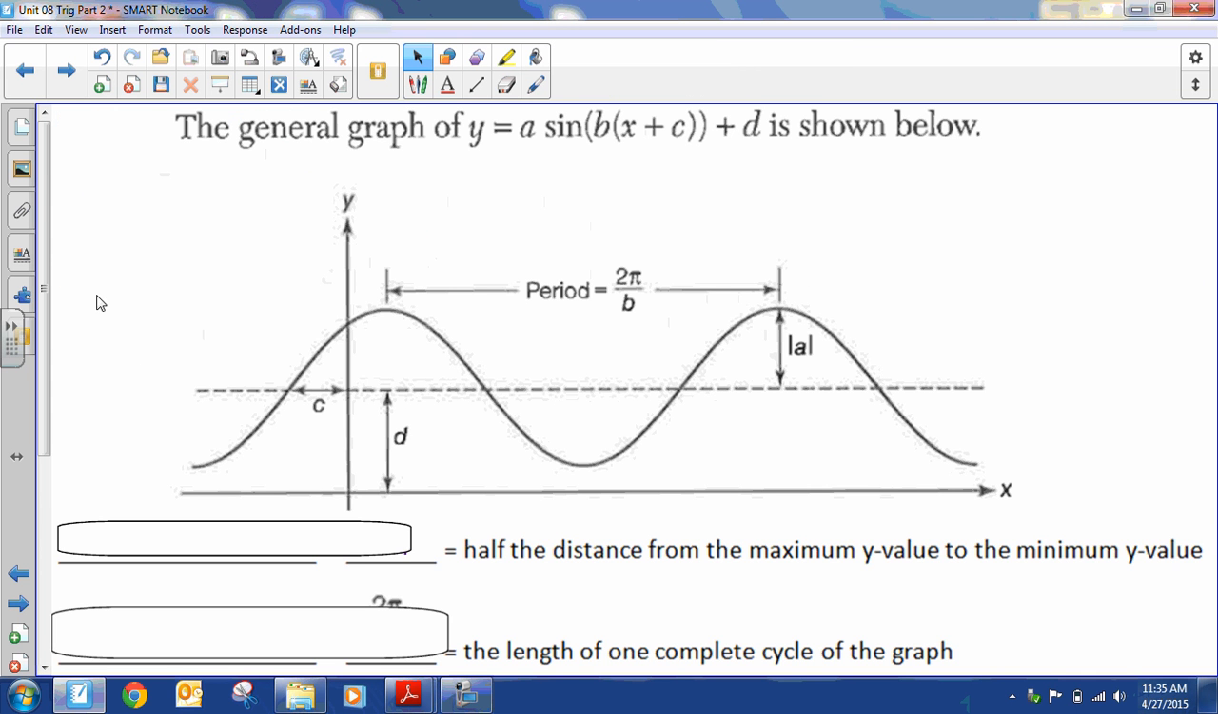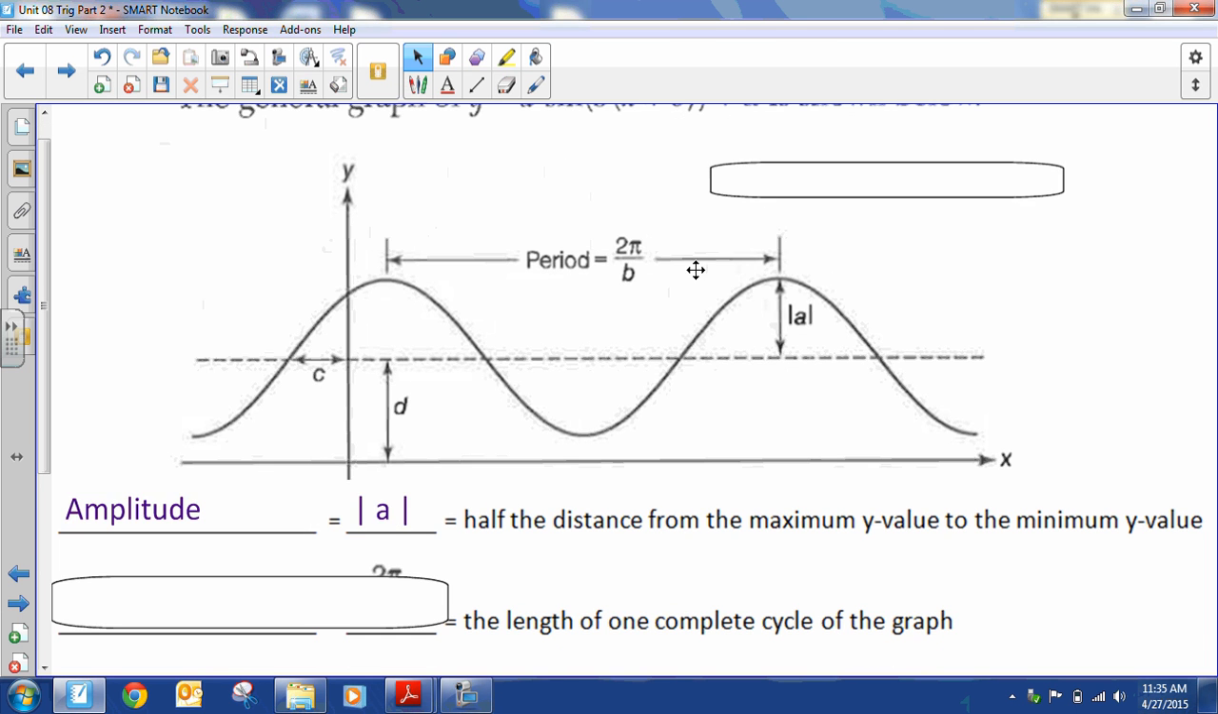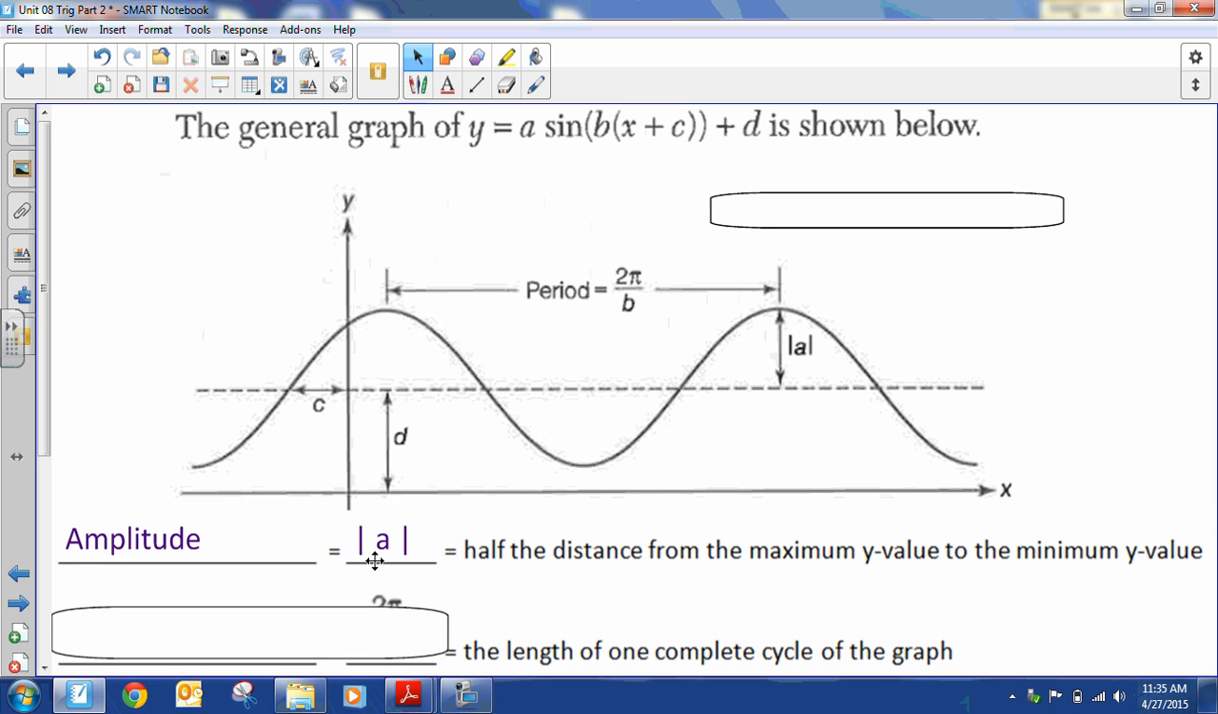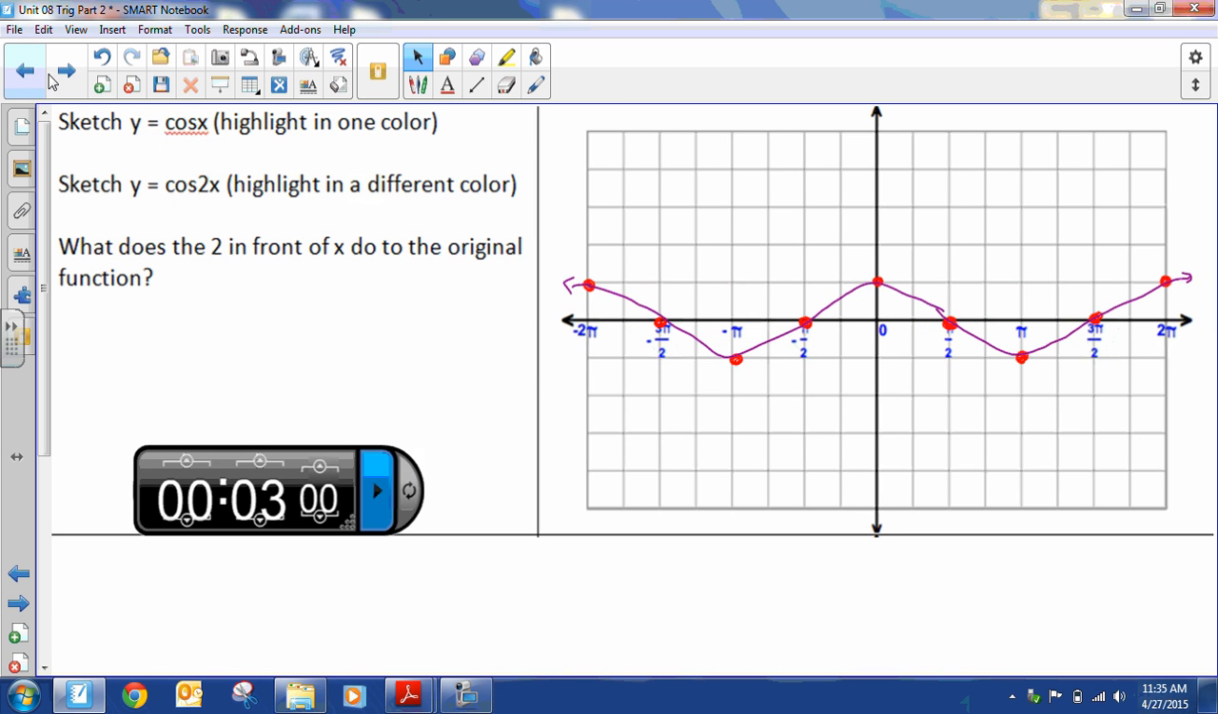Now I want to take a look at the general graph of a trig function. It doesn't have to be sine, it can be sine or cosine. The coefficient of the trig value itself, a, is called the amplitude. It's the absolute value of a, and it is half the distance from the maximum y value to the minimum y value. Okay, so if we go back and look at our graph here, the maximum y value is 1, the minimum y value is -1. And that makes sense because the coefficient of the trig function, there's no number in front, which means there's an invisible 1.